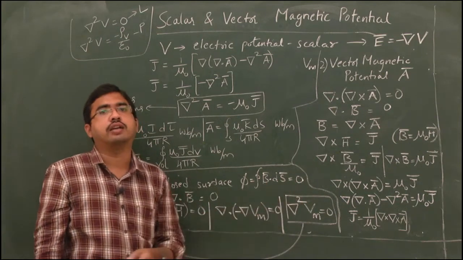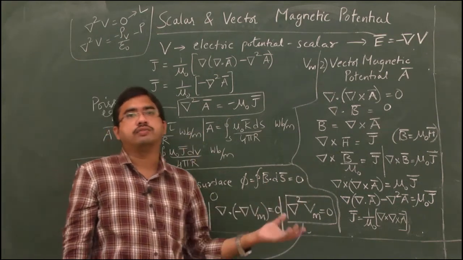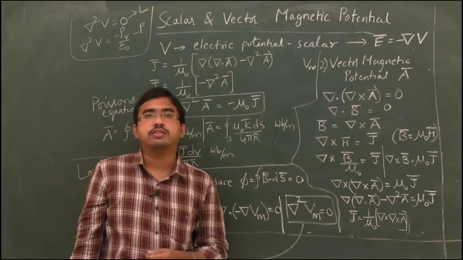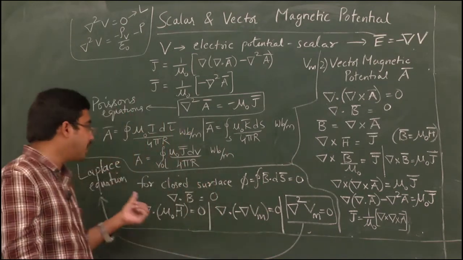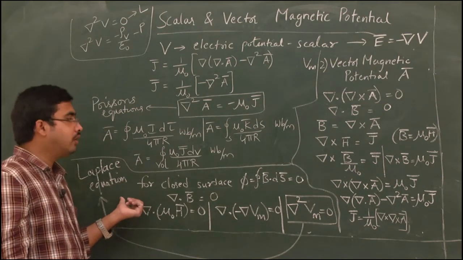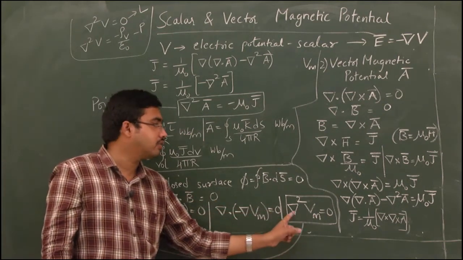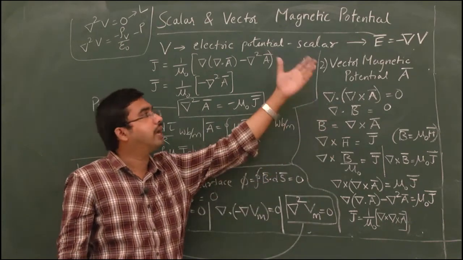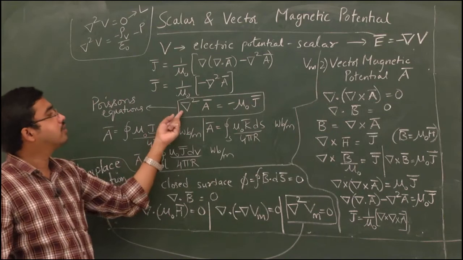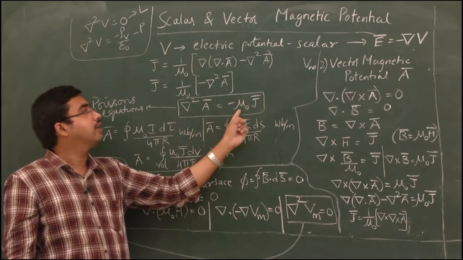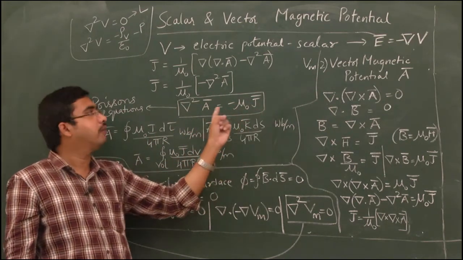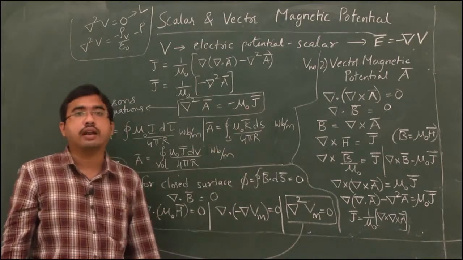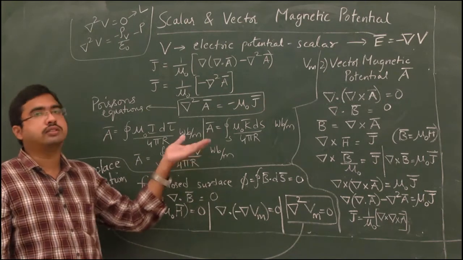And lastly we have defined what is scalar magnetic potential and vector magnetic potential. We have derived some equations, and based on those equations finally we have expressed Laplace equation, del square Vm is equal to 0, and Poisson's equation from vector magnetic potential, that is del square A bar equal to minus mu naught into J bar, where A bar is the vector magnetic potential and J bar is the current density of that charge distribution.